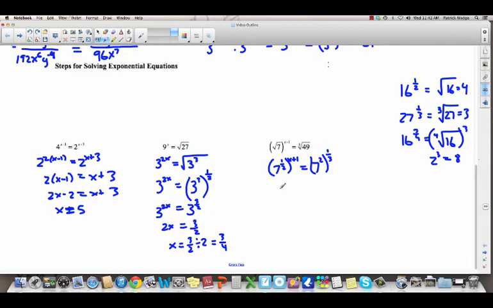Okay, let's keep the bases for now. So we have 7 to the 1/2 to the x plus 1. This is power over power. We're going 1/2 times x plus 1. I guess I could have done that, but I'll just write it like that. And here you're going power over power. You're going 7 to the 2/3. I'll do that in one step. Okay, we got the same base, so we can make the exponents equal to each other.